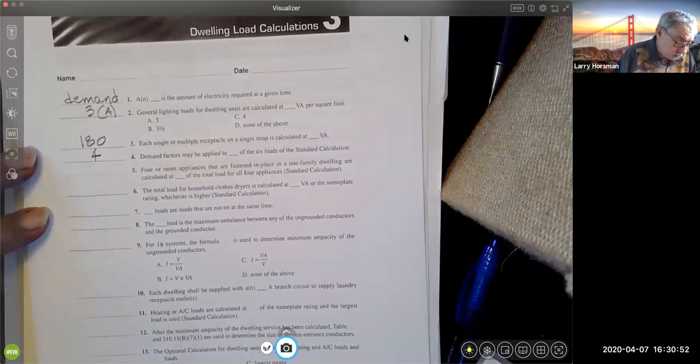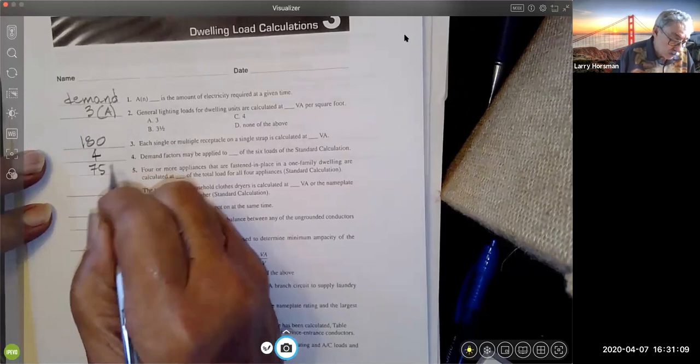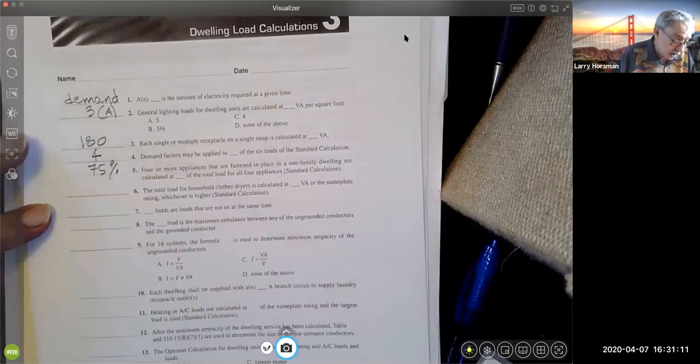5. 4 or more appliances that are fastened in place in a one-family dwelling are calculated at 75% of the total load for all 4 appliances. Again, standard calculation.